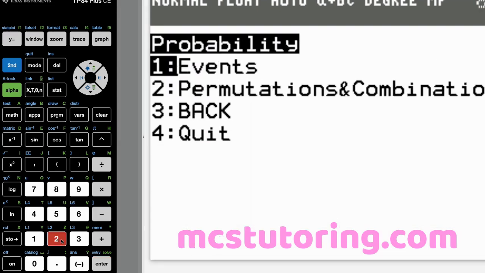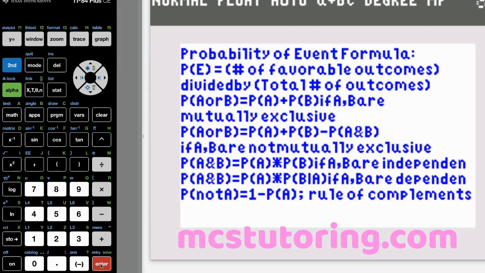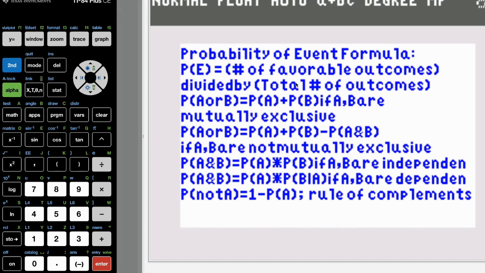So we can go to probability. We have a few submenus here: events, permutations, and combinations. And so for events, probability of E happening is the number of favorable outcomes divided by total number of outcomes. So for example, let's say you're going to flip a coin one time. You're just like, oh, what's the probability it lands heads? That's 1, because it can either land heads or tails. And the total number of outcomes is 2, so it's 1 over 2.